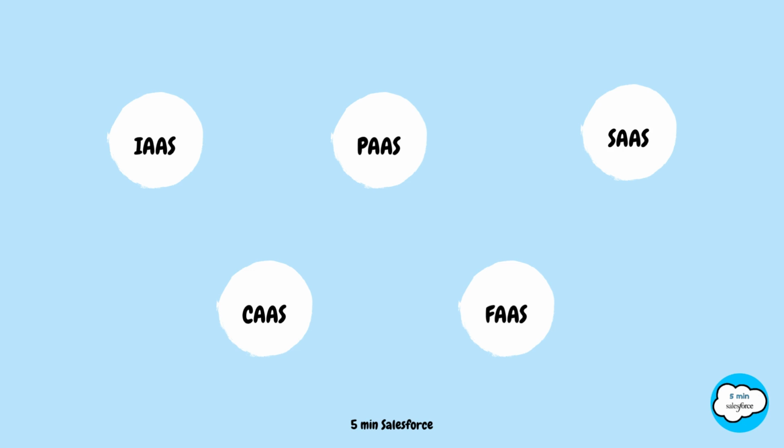Let's talk about the main types of cloud services. First, there is infrastructure as a service. It gives you the basic building blocks like virtual servers, storage, and networking. With infrastructure as a service, you are responsible for setting up and managing your own operating system, apps, and data.